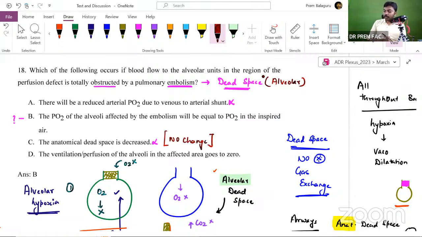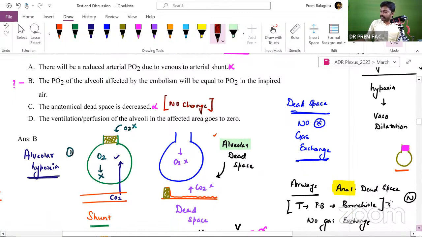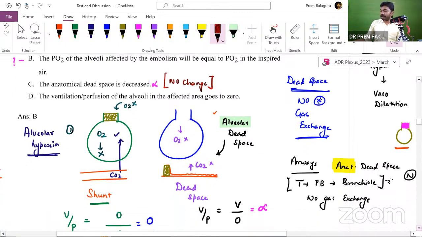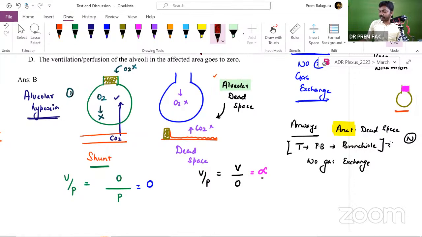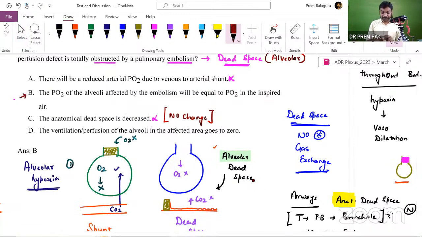Then, option D, ventilation perfusion of the alveoli in the affected area goes to 0. That is again wrong, doctors, because when it comes to ventilation perfusion ratio, you have to have an infinite value for dead spaces and it is not going to be 0. So it is going to be option B, the right answer for this question.